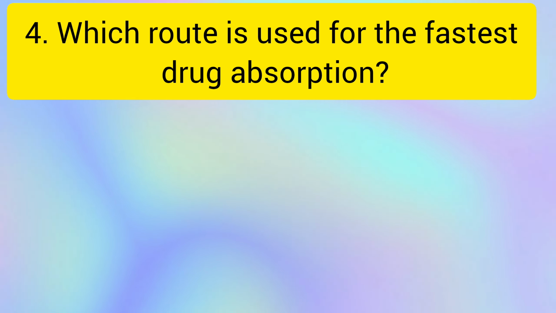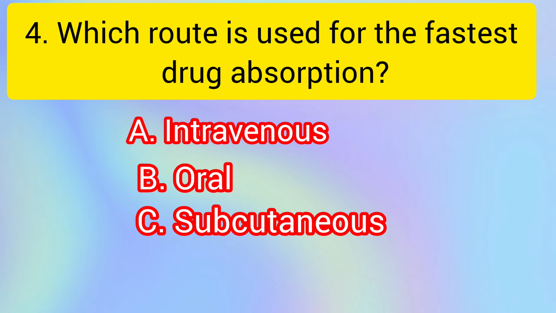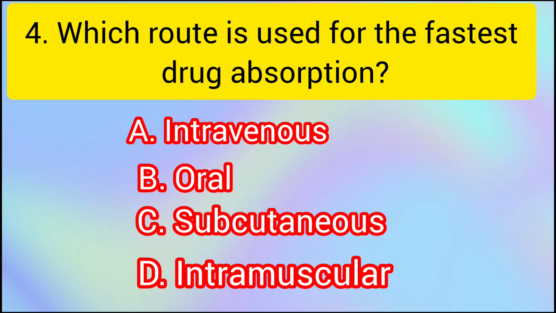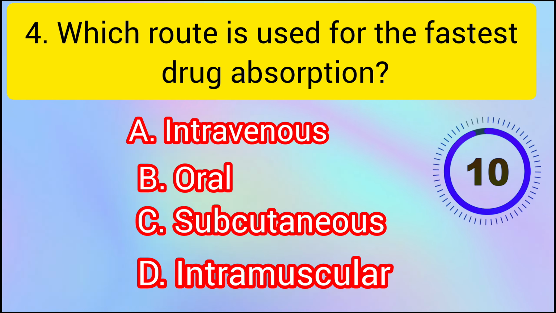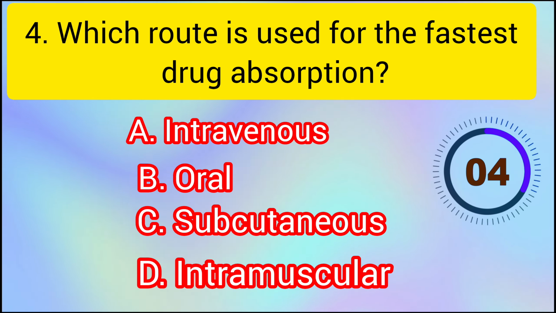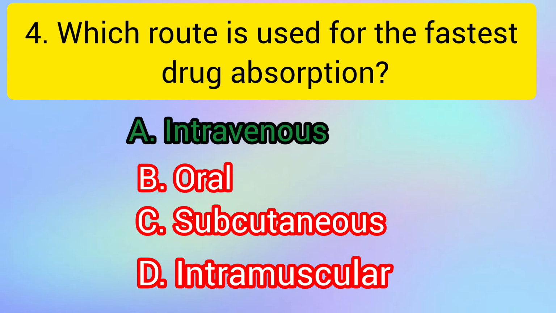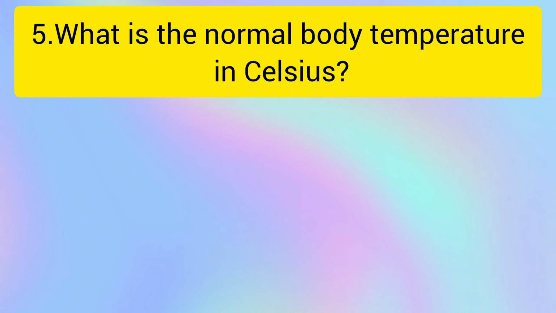4. Which route is used for the fastest drug absorption? A. Intravenous. B. Oral. C. Subcutaneous. D. Intramuscular. Answer: A. Intravenous.